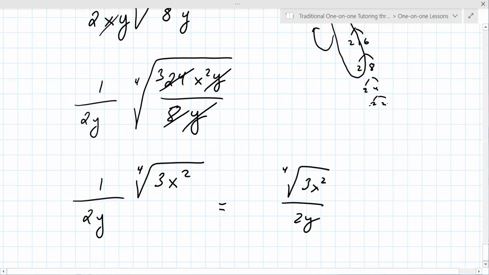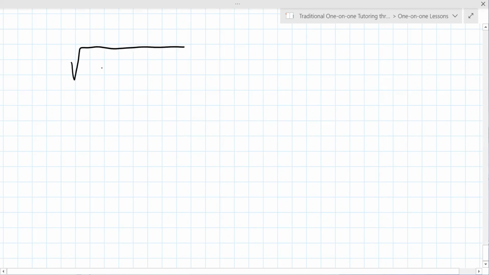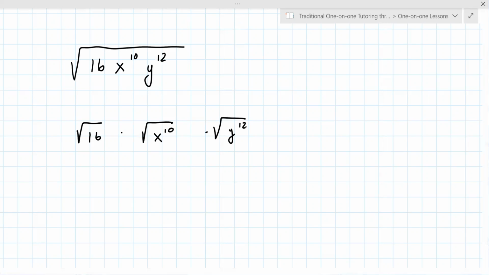Right. So we've got some time left. Should we do some practice problems? Do you have some other things you would like us to do? Sure. Okay, so let's make it fairly simple. Let's go with the square root of 16 x to the 10th, y to the 12th. As you're thinking about this, I'm going to write it out. This is really the problem that you have to be really comfortable doing. Could you give that a try, please, and let me know what you come up with?